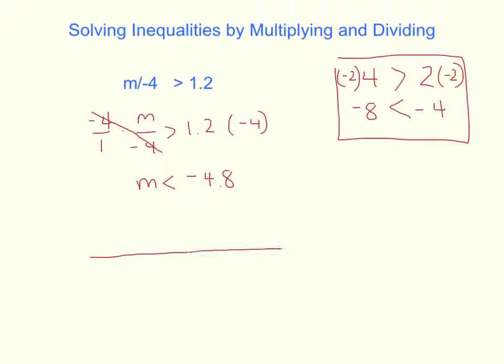Okay, let's graph our solution. Negative 4.8. Let's see, less than that would be negative 5.8. Greater than that would be closer to 0, negative 3.8. I'm less than negative 4.8, so open point, and less is to the left. So numbers smaller than negative 4.8 will be left of it, and we're done.